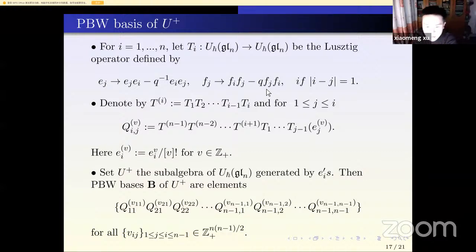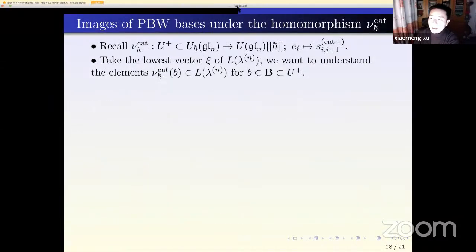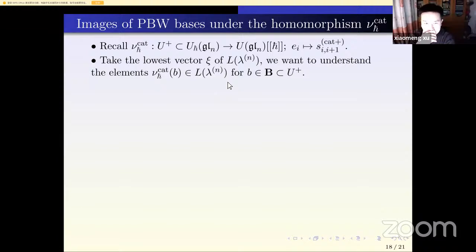And one can see that as q goes to one, the quantum group becomes the classical universal enveloping algebra, and the PBW basis becomes the PBW basis of the classical one. Now the idea is that we want to understand the following. Recall that we constructed an algebra homomorphism or isomorphism from the quantum group to the undeformed one. In particular, on the positive part, it maps any generator E_i to the off-diagonal elements. Now, we want to understand what the image of the PBW basis is under this algebra homomorphism. Or in representation terms, if we take the lowest vector of an irreducible, we want to understand what the image of the PBW basis is.